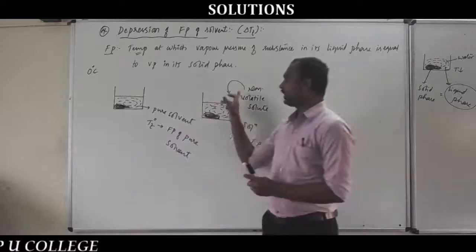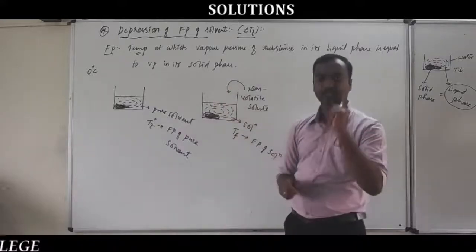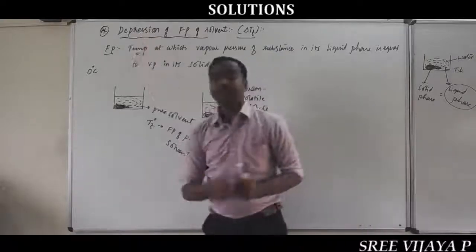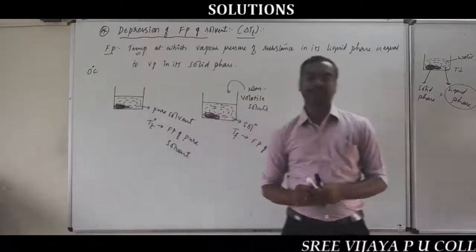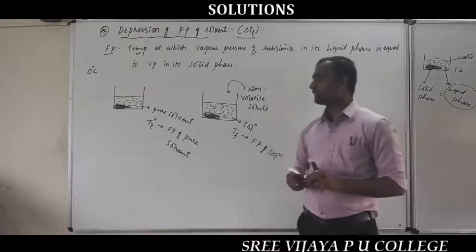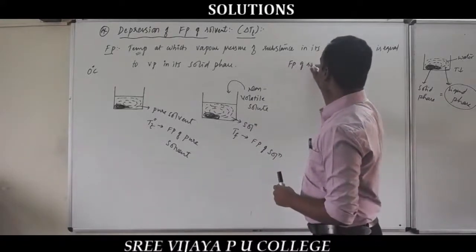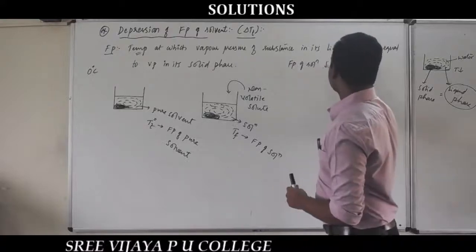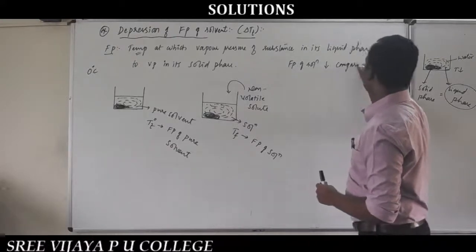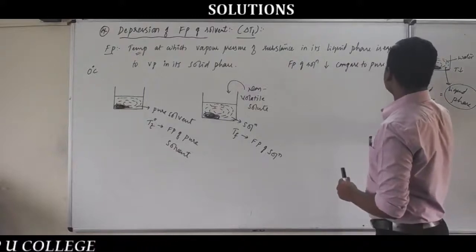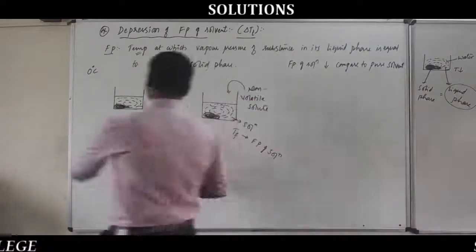So when you add a non-volatile solute, definitely the freezing point of the solvent will decrease. That is the meaning of depression of freezing point of the solvent. So by adding non-volatile solute, what happens? The freezing point of solution decreases compared to pure solvent. So you can tell which is the higher value: T0f is the higher value.